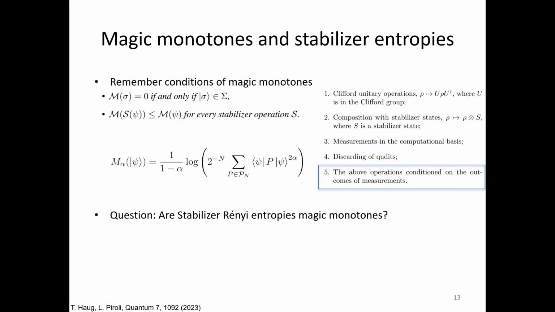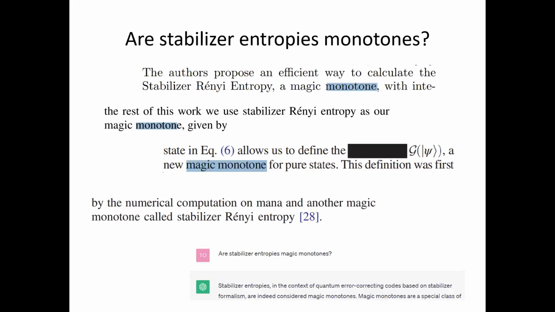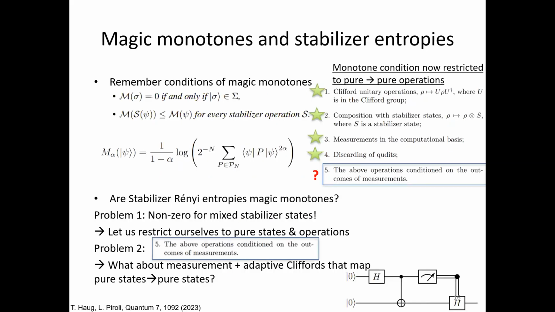So before addressing this question, I first asked the existing literature, and you find several papers in different publications that came out recently that say the stabilizer entropy is indeed a magic monotone. I also asked ChatGPT, and ChatGPT also says indeed the stabilizer entropy is a magic monotone. But I thought maybe I should have a closer look, and okay, we can check. So let's just check one by one.